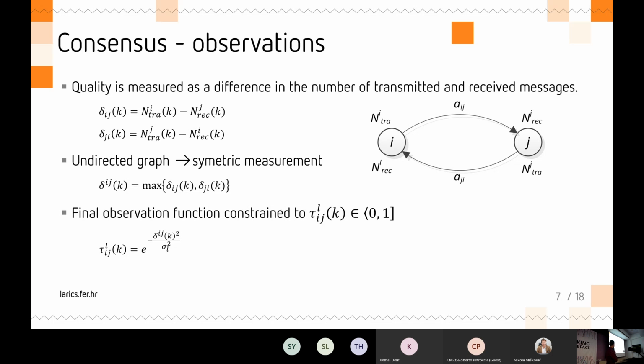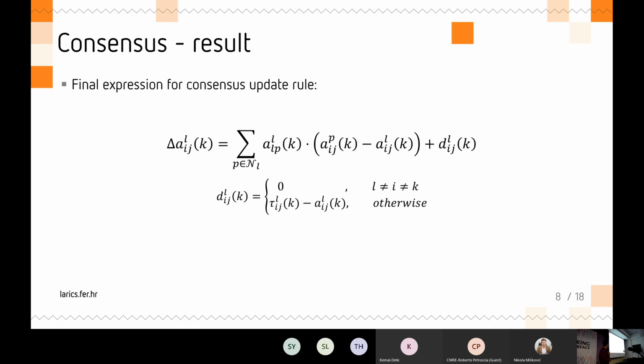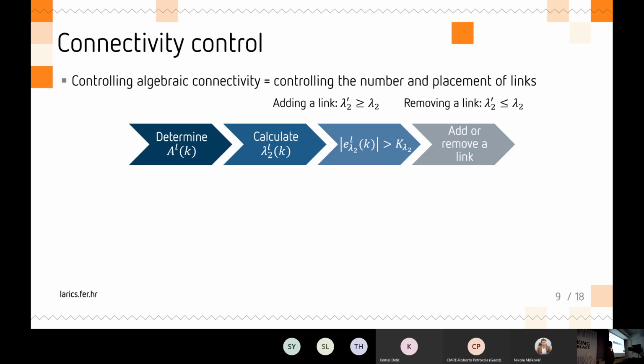Finally, we take this result and formalize it in the form of an exponential function that is our observation function. So when we add this final measurement, actually it's a difference between the measurement and the current value, we add it to the previous trust-based consensus. We get this final form that depends on the communication quality between two agents, the difference between our own and the neighboring agent's opinion, and this measurement difference. And this ensures the convergence of the values at the end.